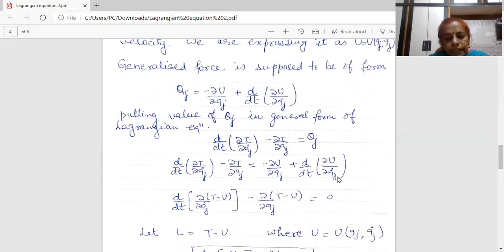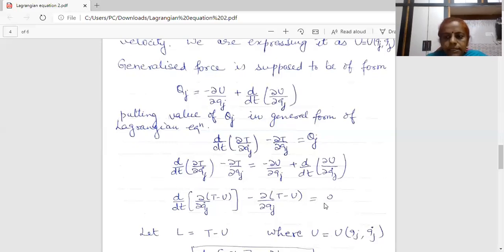Now collecting similar types of terms, that is, the first term, which is differential with respect to t, and another differential with respect to small Qj dot, I got the term in the differential, T minus U. To differentiate the potential energy between conservative and non-conservative, I am expressing here the potential energy as U. In conservative, I have written potential energy as V. And the other two terms are minus del by del Qj, T minus U, equal to L.